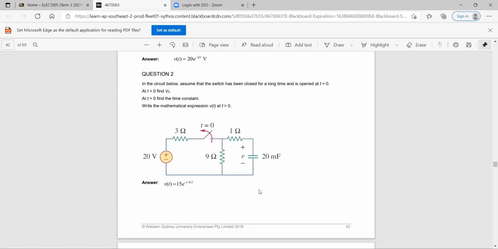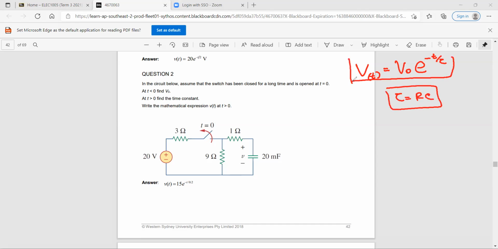Okay, let's do the same question that we have discussed. This is the same question that we took to explain the theory. Now they are asking us to find the voltage across the capacitor. We can find it using this equation: V(t) equals V naught e to the power minus t over tau, and tau is RC. So this is what we know, and let's see how to find these things.